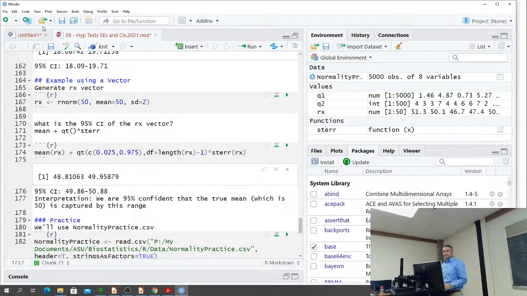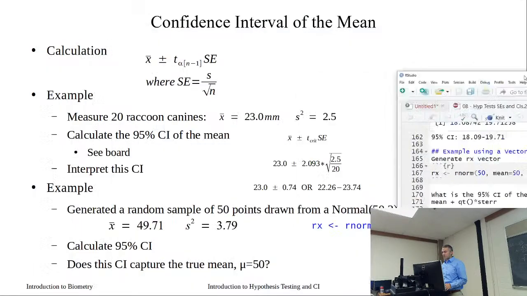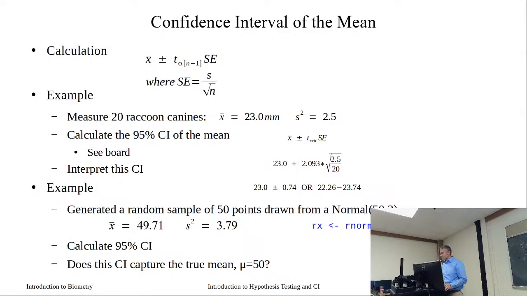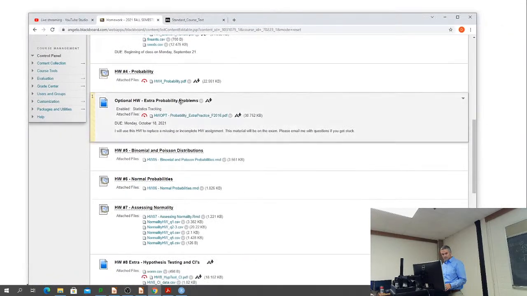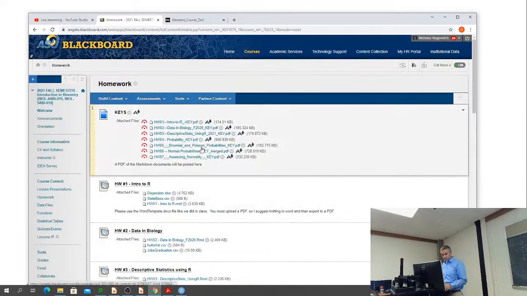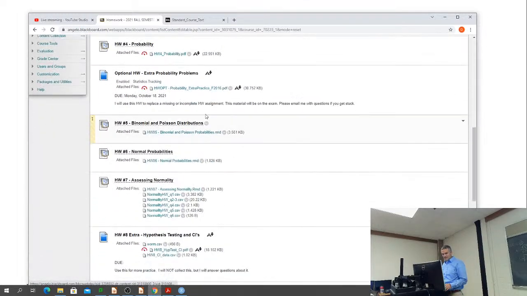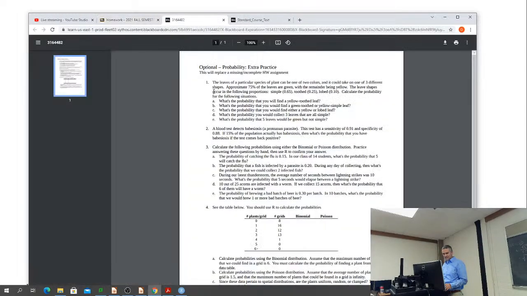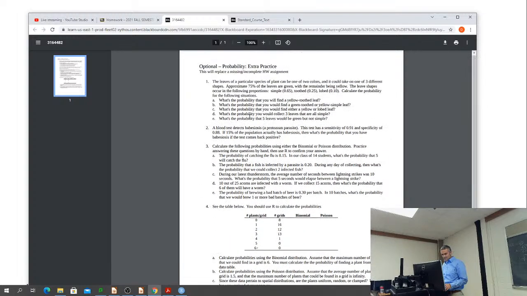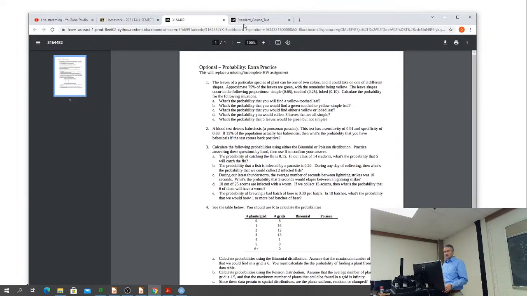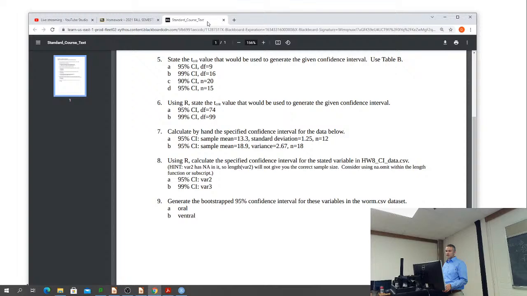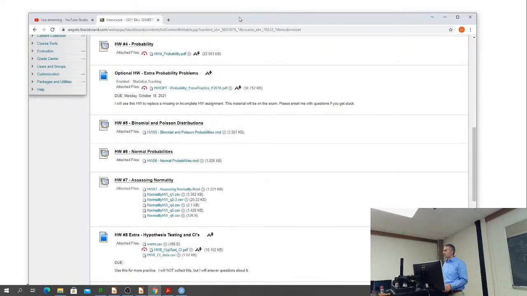So make sure you review your probabilities. We had those extra probability problems, the extra practice. I think I have the key for that. So if you wanted more, you can kind of do these. I'll also post the key to that once I get back to my office.